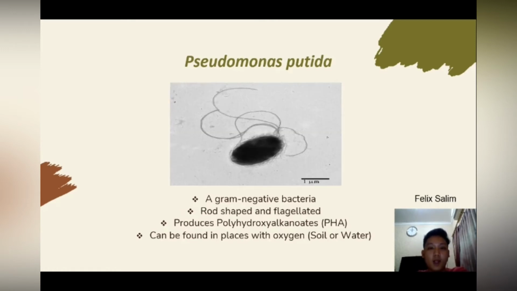And the second bacteria is Pseudomonas putida. It is a gram-negative bacteria with a rod shape and flagellated. It also produces polyhydroxyalkanoates (PHA) by having an intake of aromatic hydrocarbon styrene, which is a toxic pollutant. And also, it can be found in places with oxygen like soil or water. I think that's all from me.